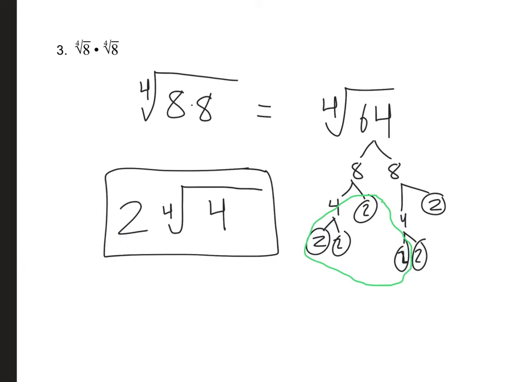And then whatever's left remains on the inside. 2 times 2 is 4. That remains on the inside. Okay, again, do not worry too much about that if it doesn't make too much sense. You can simplify using other means, and that'll be fine.